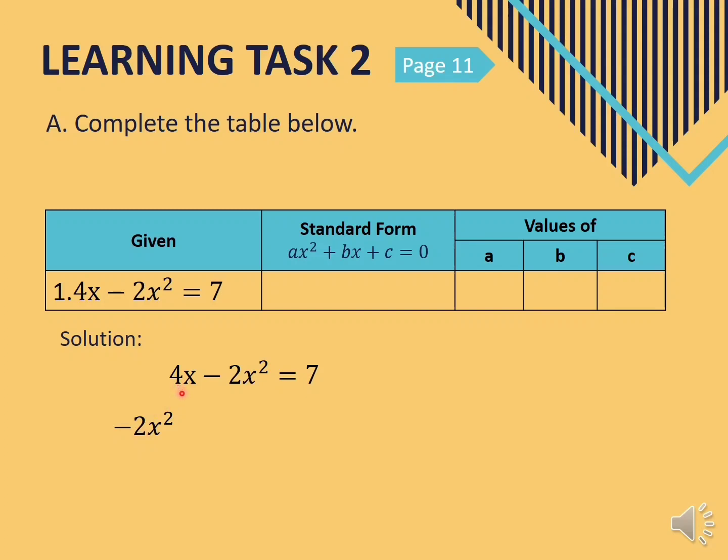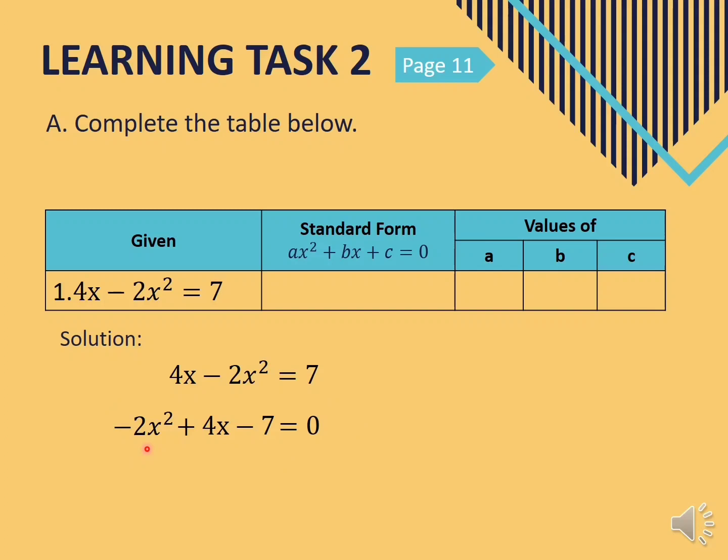How about positive 4x? Lilipat ba rin natin or papalitan din ba natin ito ng sign? Okay, hindi po, kasi still andun naman siya sa left side, positive 4x. How about 7? Yung constant term natin. Okay, so ito yung papalitan natin ang sign. Since nasa right side siya at ilalagay natin siya sa left side, so that will become negative 7 is equal to 0. Is it already in standard form?